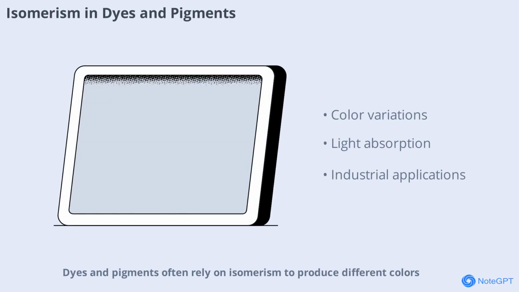Dyes and pigments often rely on isomerism to produce different colors. The arrangement of atoms in a dye molecule can affect how it absorbs and reflects light, resulting in a spectrum of colors. This is important in industries ranging from textiles to art supplies. By manipulating isomerism, chemists can create vibrant and stable colors for a variety of applications.